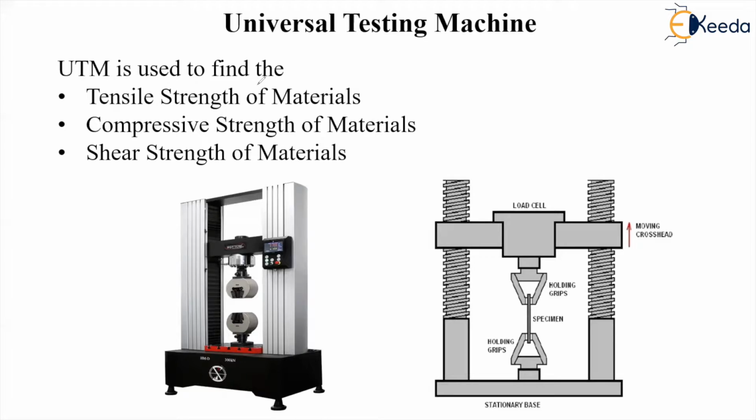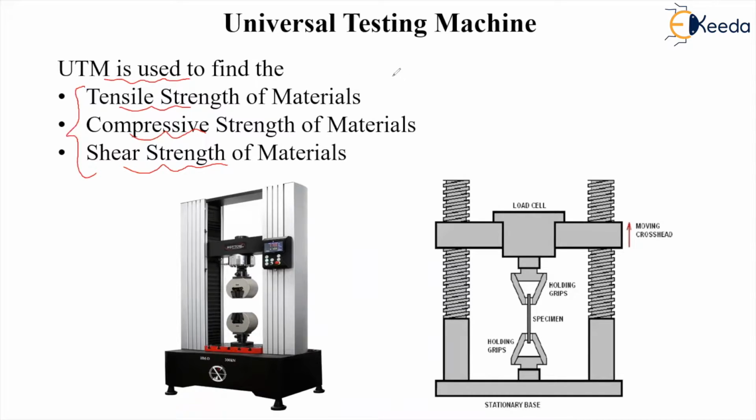So the universal testing machine is a machine which is used to find the tensile strength, compressive strength and shear strength of the material. Because it can find the different strengths of the material, tensile, compressive, shear, that's why we call it the universal testing machine. That is, it is universal, right?